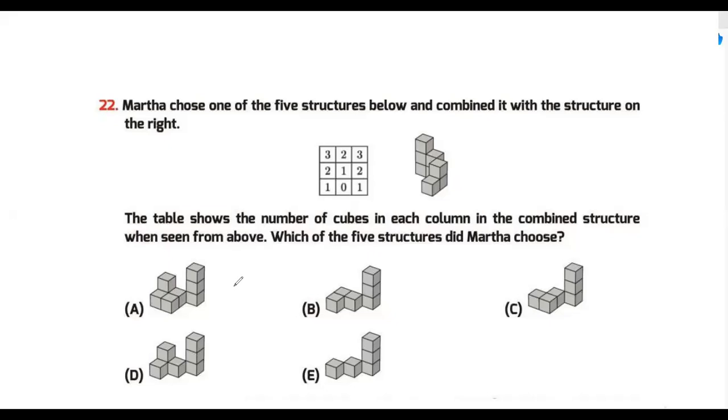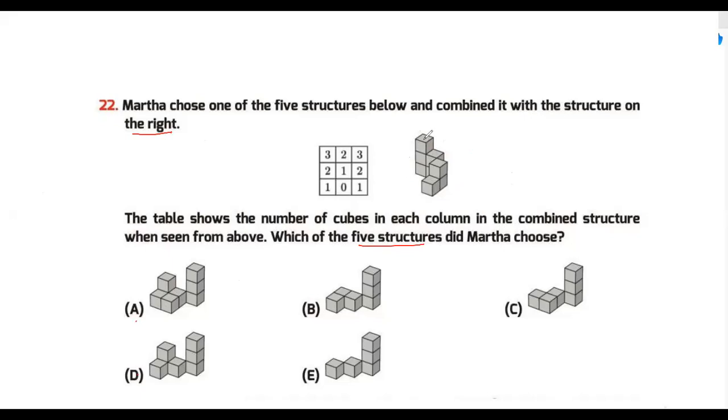Question number 22. Martha chose one of the 5 structures below. So these are the 5 structures A, B, C, D, E below, and combined it with the structure on the right. So she combined it with the structure. The table shows the number of cubes in each column. So these are the columns. Okay, like these are the rows. So these are the columns like this. In each column, in the combined structure, when seen from above, which of the 5 structures did Martha choose?